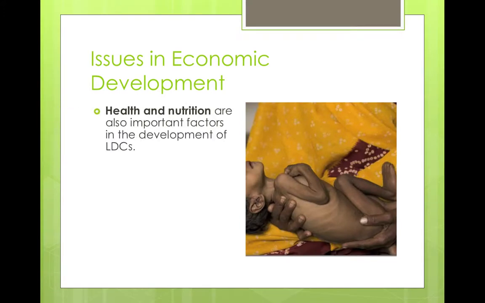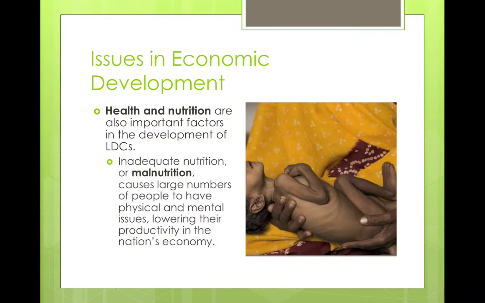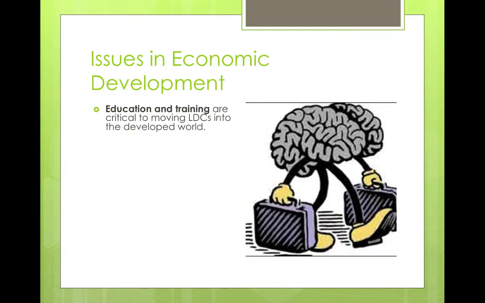Health and nutrition are also important factors in the development of LDCs. Inadequate nutrition or malnutrition causes large numbers of people to have physical and mental issues, lowering their productivity in the nation's economy. Education and training are critical to moving LDCs into the developed world. Low literacy rates, which are high because of subsistence agriculture, keep the LDCs from developing economically.